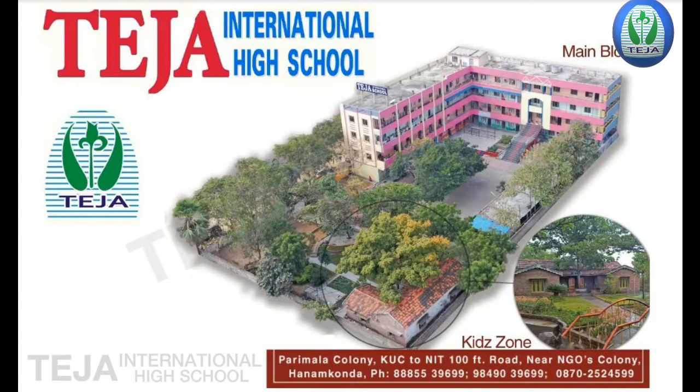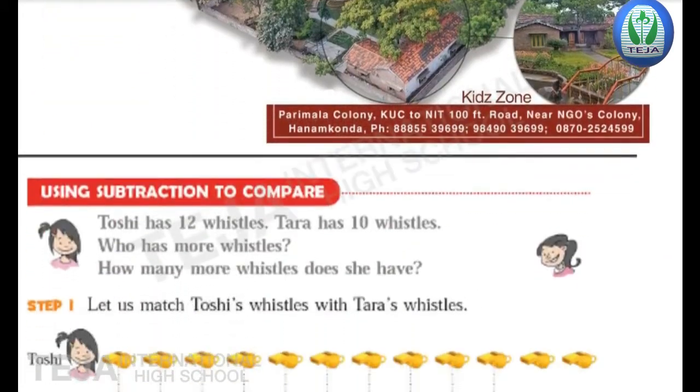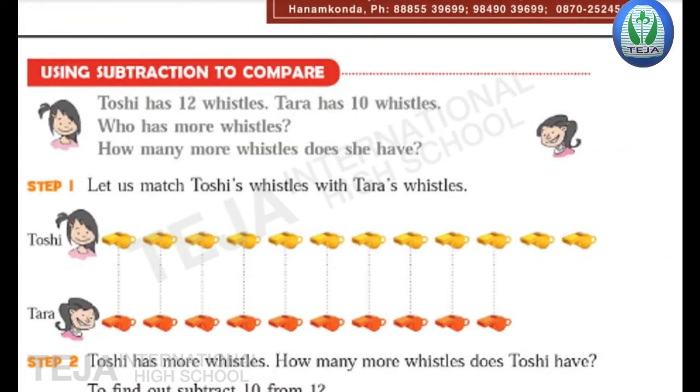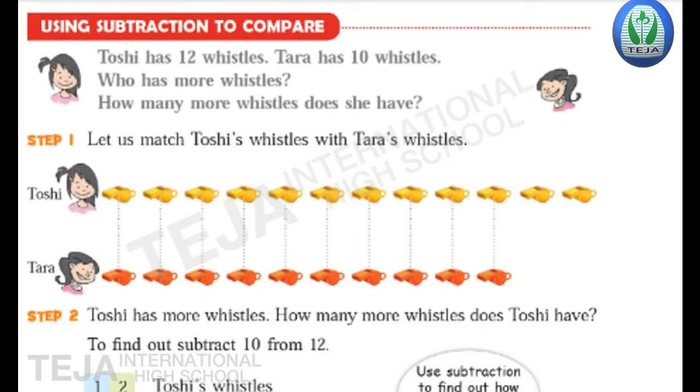In our last session we discussed exercise 1. In that exercise we have learned subtraction of a 2-digit number from a 2-digit number, without regrouping and with regrouping. In today's class we will discuss using subtraction to compare. That means comparison by using the subtraction method, and we'll complete exercise 3.2.